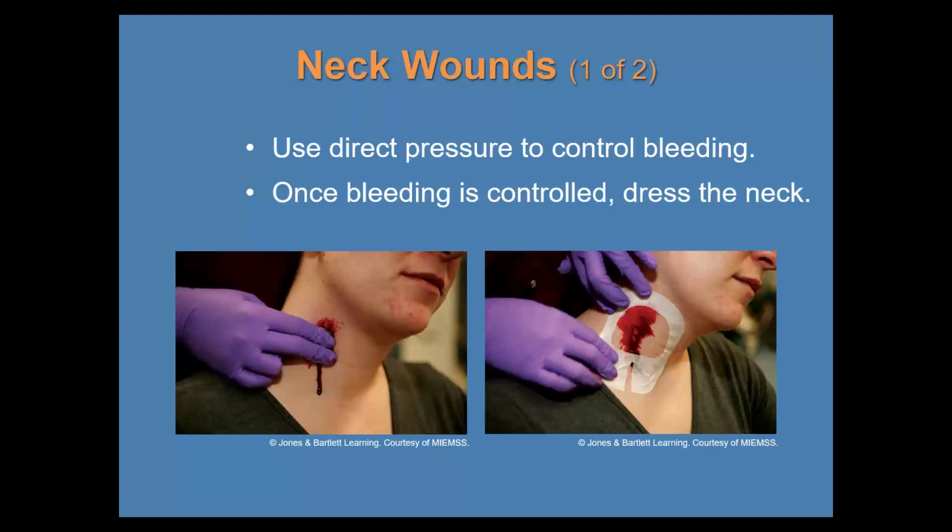Neck wounds, like I said before, are one of those areas where we can't tourniquet. So direct pressure, yes, but it needs to be direct pressure. If it's just a light cut and there's not a major artery, like a carotid artery, involved, then sure, we can place our gloved hand or a 4x4 against it and try to control the bleeding.